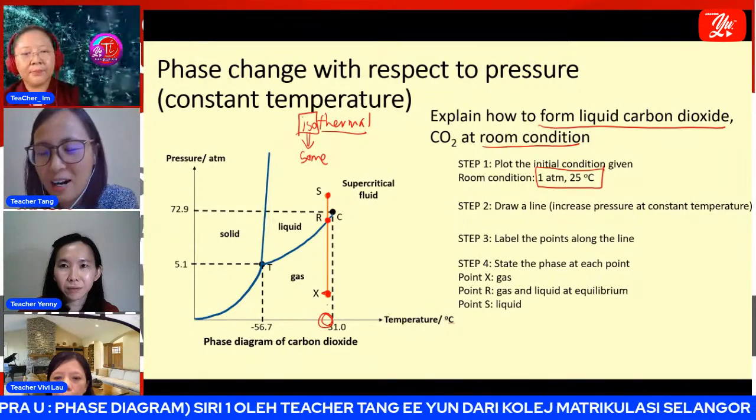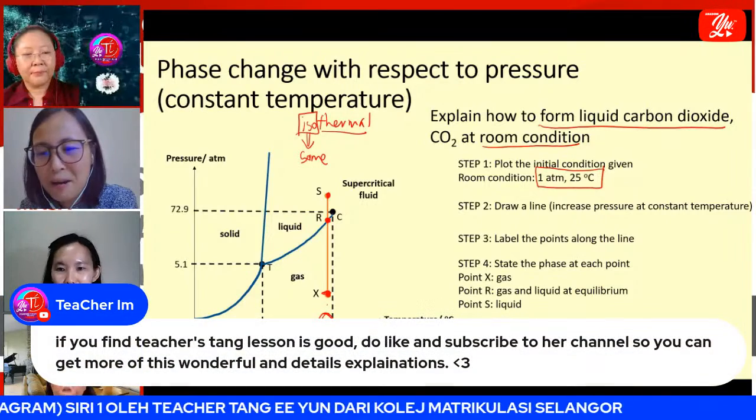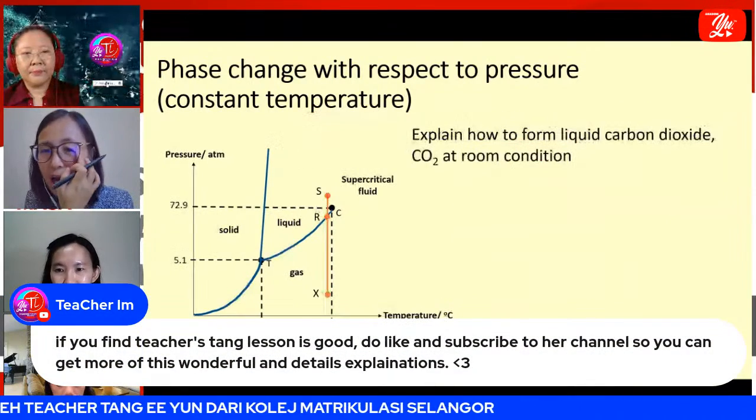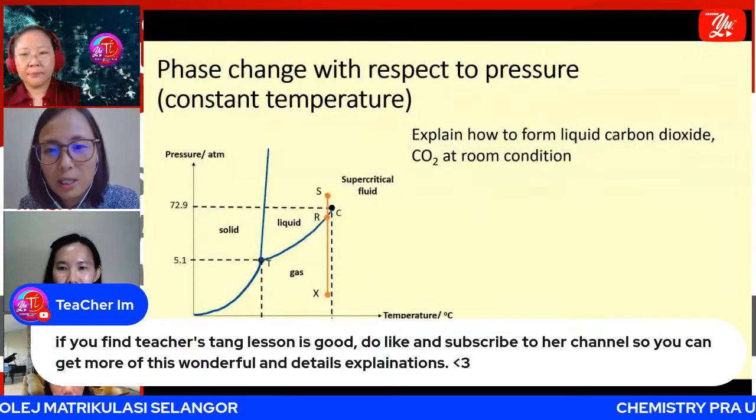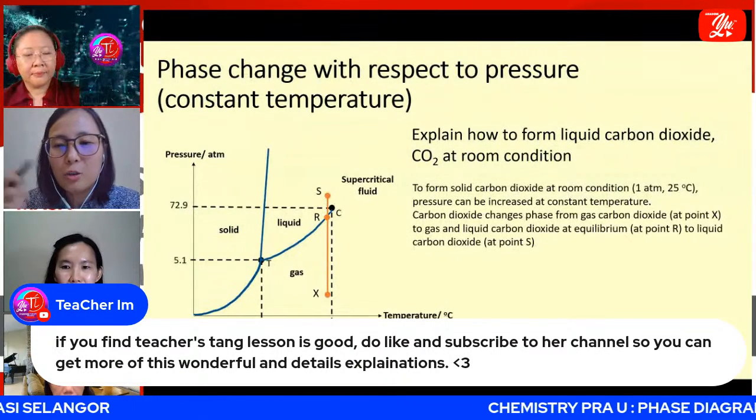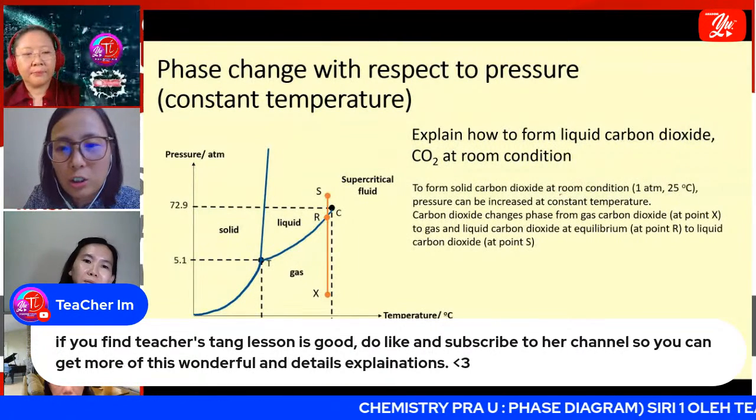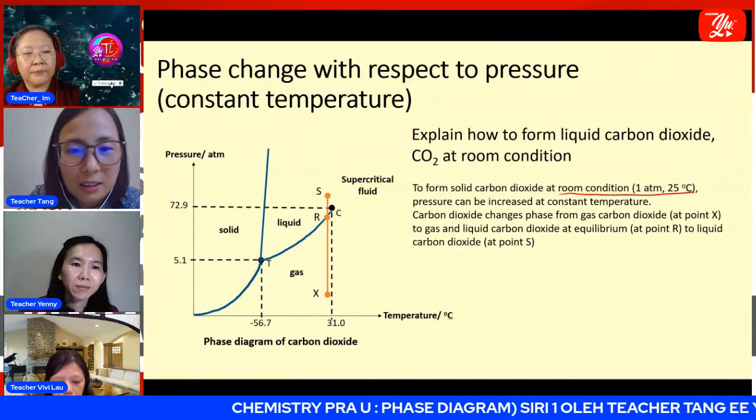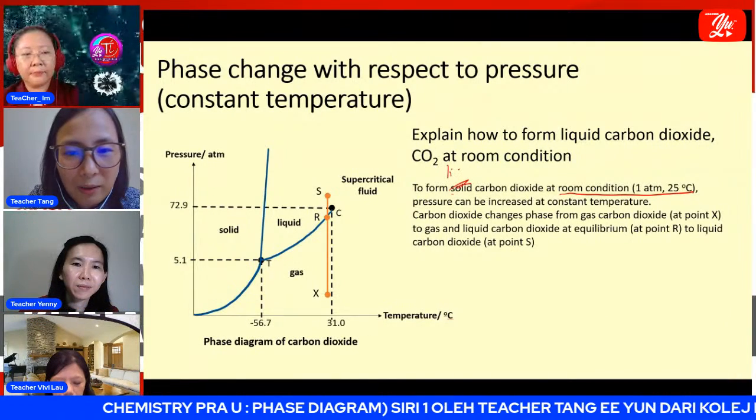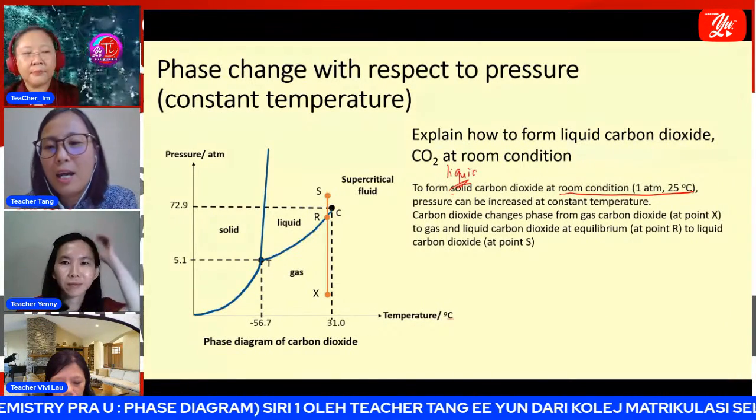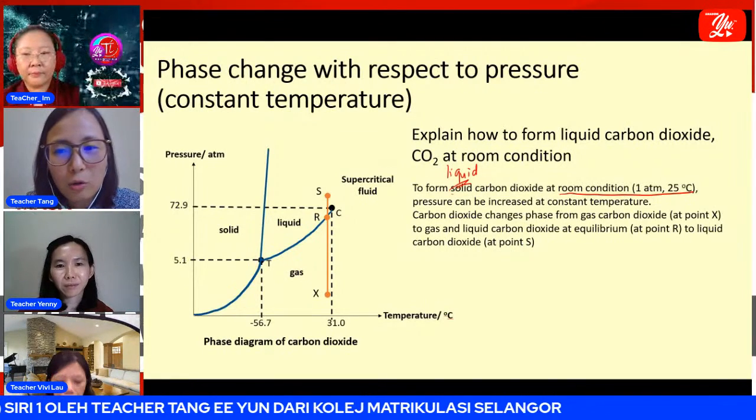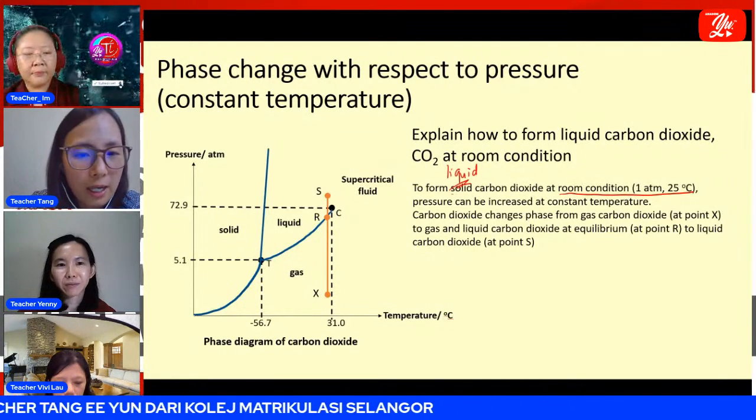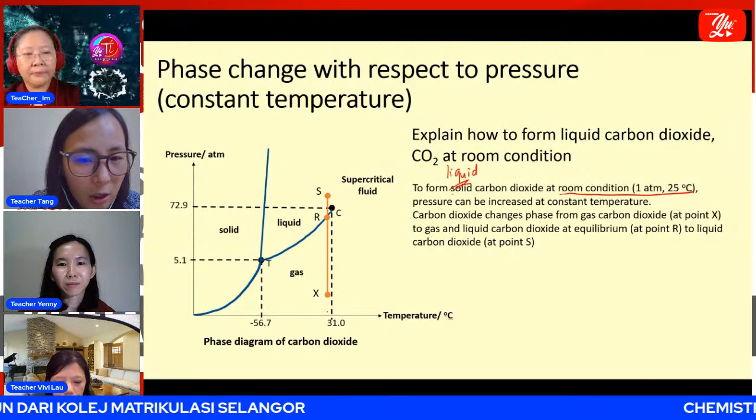Okay, in paragraph, exam answer in paragraph. So how do you explain this question? Again, first you need to write the initial condition to form liquid carbon dioxide at room condition. So the temperature is constant.